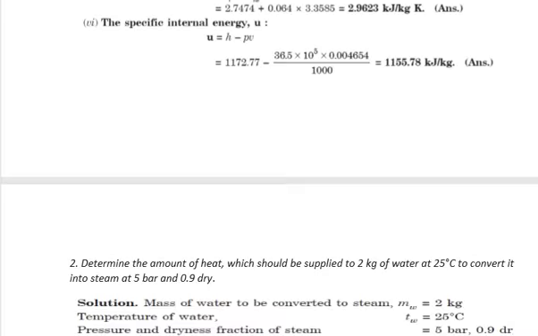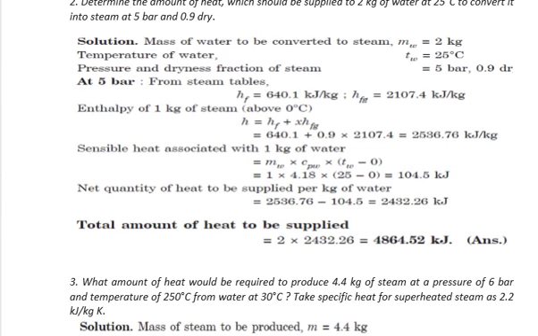Then go to the other numerical. Second numerical: determine the amount of heat which should be supplied to 2 kg of water at 25 degrees Celsius to convert it into steam at 5 bar and 0.9 dry. That means how much heat is needed for 2 kg of water at 25 degrees Celsius, converted into steam having a pressure of 5 bar and 0.9 dryness. You have to determine the total amount of heat added.